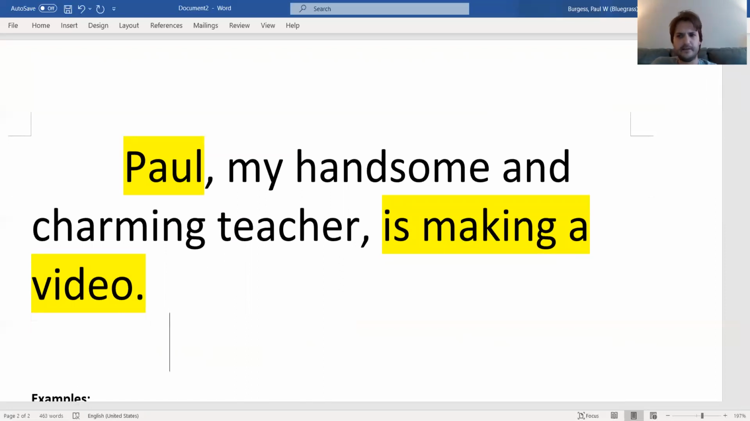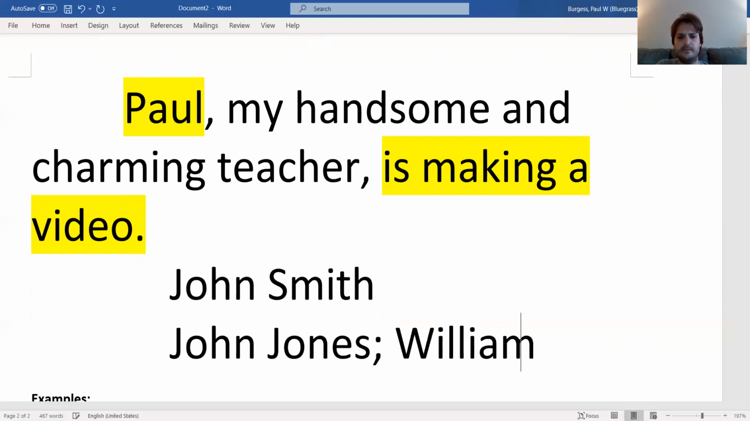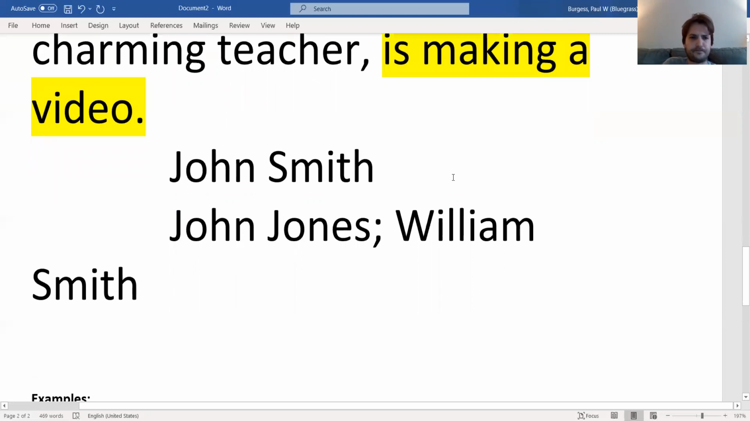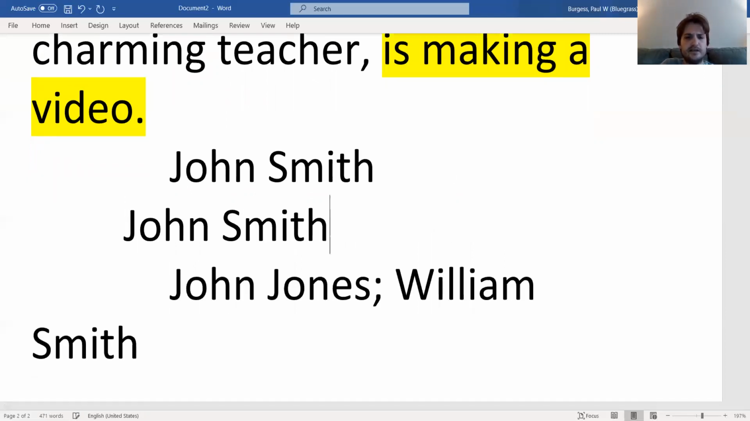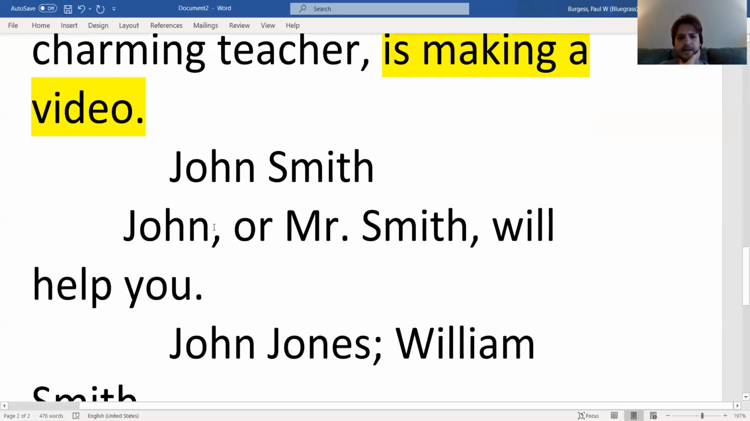Okay? Where this can be a little bit confusing for people sometimes is with the word or. So let's say in one case, there's a man named John Smith. In another case, there's a man named John Jones, and there's another man who's older named William Smith. Okay, so in the first case, John Smith, excuse me, sorry about that. John, or Mr. Smith, will help you. Okay, so or Mr. Smith is an appositive phrase. It's a phrase that renames John.